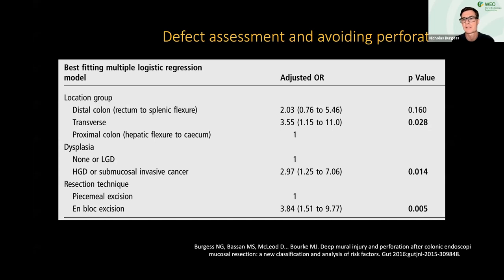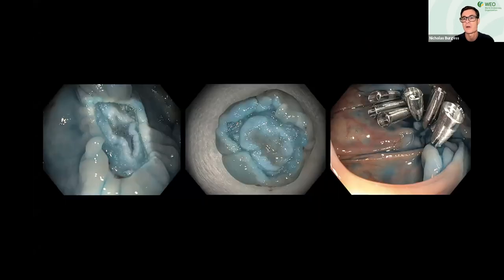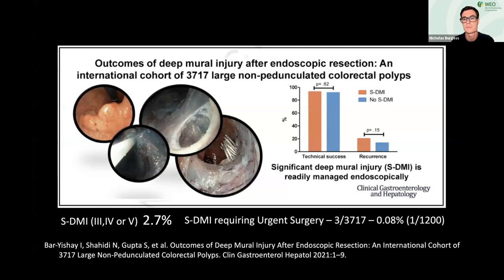Think about the risk factors for a hole or a perforation. The transverse colon is very high risk. Any lesion that has high-grade dysplasia or submucosal invasive cancer, and any lesion that you're attempting to resect en bloc above 20 or 22 millimeters in size, you may have a higher risk, particularly in the proximal colon. Type 3 lesions can be completely clip closed. And so it's important to close them completely.